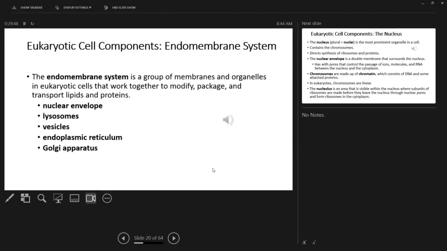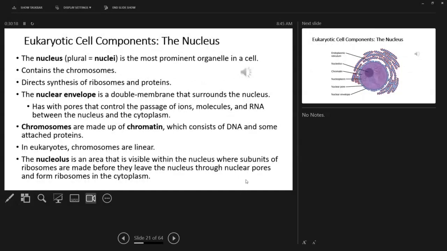Okay, so the so-called endomembrane system, it's just a few different organelles that work together inside of cells to make molecules, and then deliver those molecules to where they're needed in the cell, or even to release them to outside of the cell. And so it involves these organelles that we'll talk about a little bit. So first, the nucleus. That's where the chromosomes live.